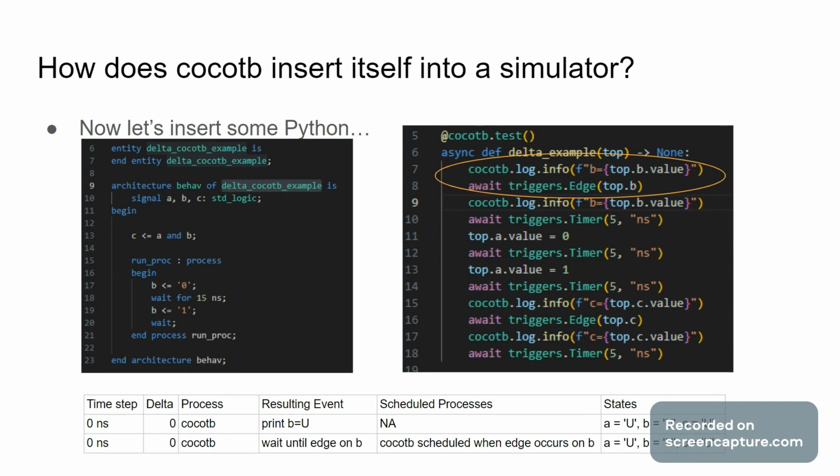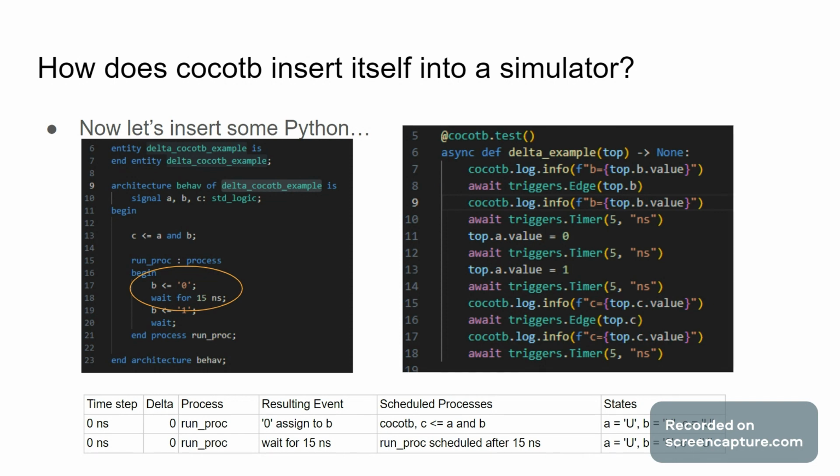All right, so now that we're done with the cocotb process, we're going to jump to the run proc process, where 0 is going to get assigned to B, and then it's going to hit this wait statement where it's going to give up control until 15 nanoseconds has passed. So 0 gets assigned to B, which schedules the cocotb process, which will occur after the run proc gives up control. And I completely forgot, line 13 is also sensitive to B, so that's also going to get scheduled. So cocotb is going to get scheduled, then line 13, and then the run proc is going to get scheduled after 15 nanoseconds has passed from the current time step.